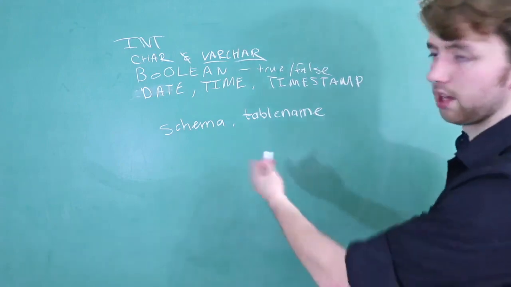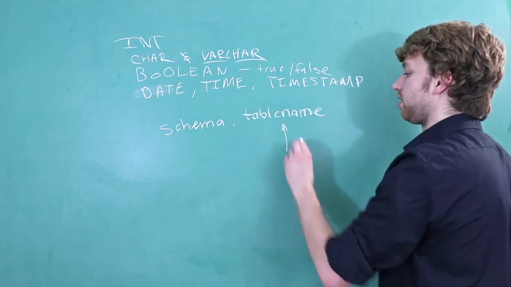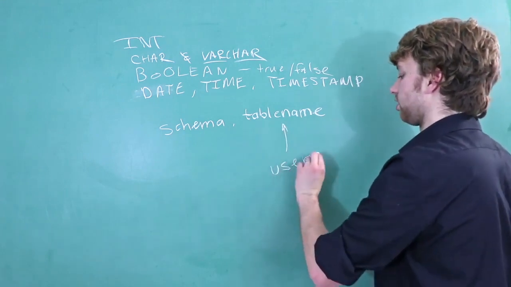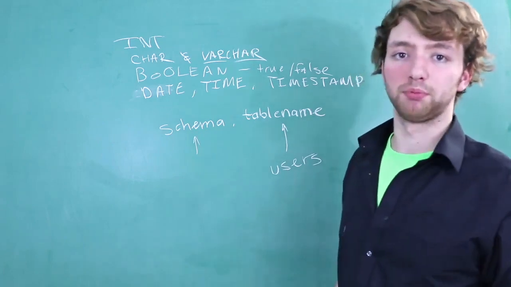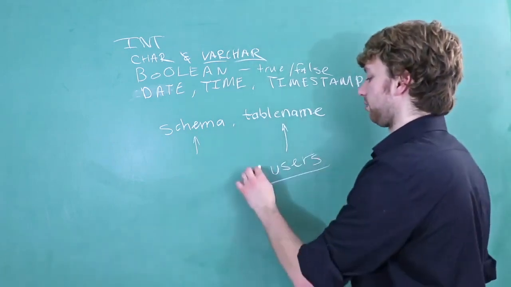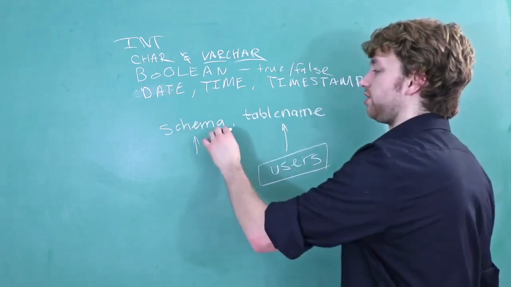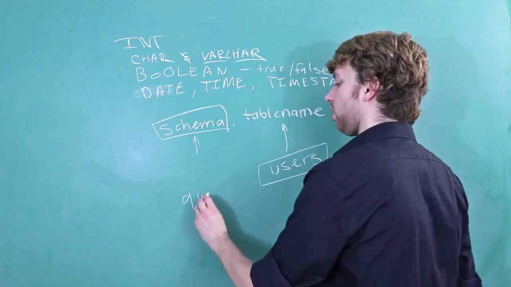Schema.tablename. Now this obviously is an example, so it's general, but this is going to be some table name such as users, and then this is going to be whatever schema that table is a part of. This allows us to be very specific about what table we're talking about. That way, the database knows what schema we're in. So once again, this is called a qualified name.